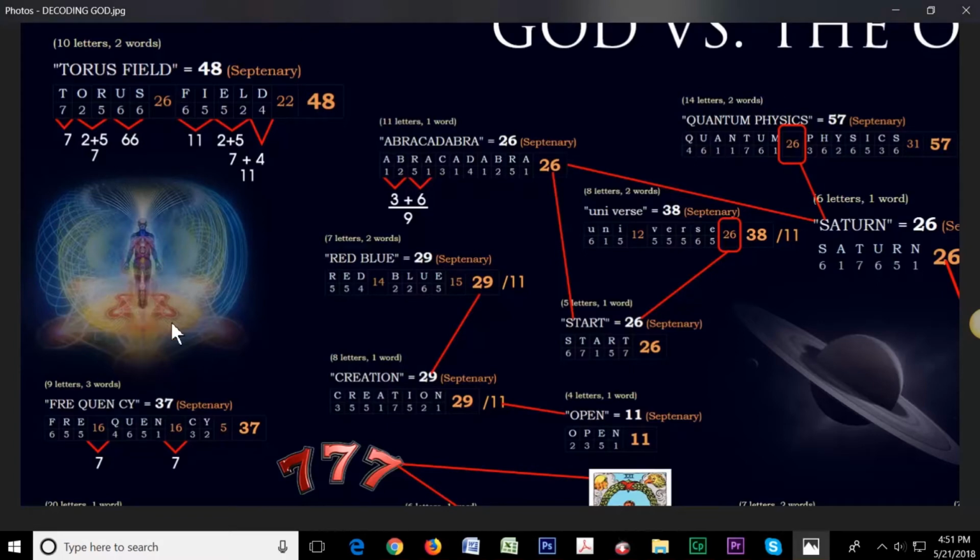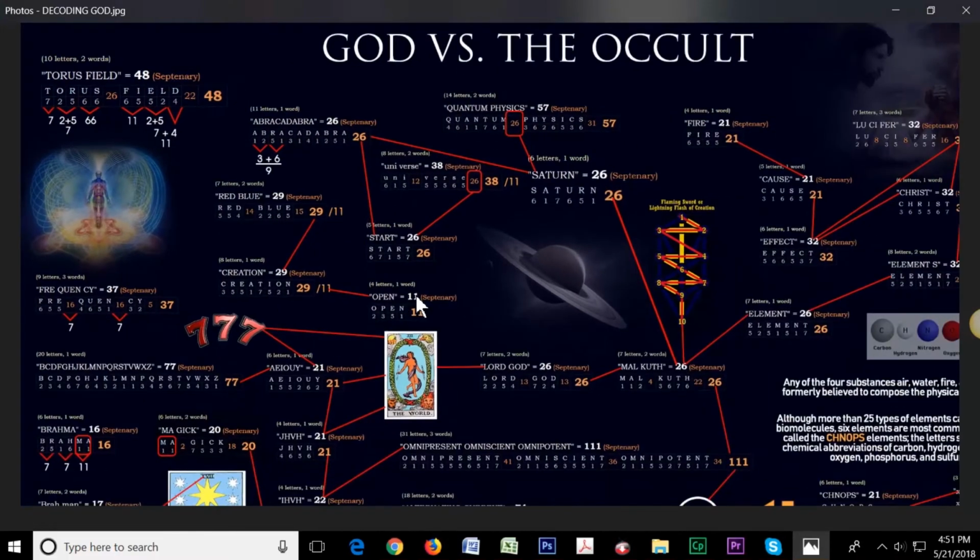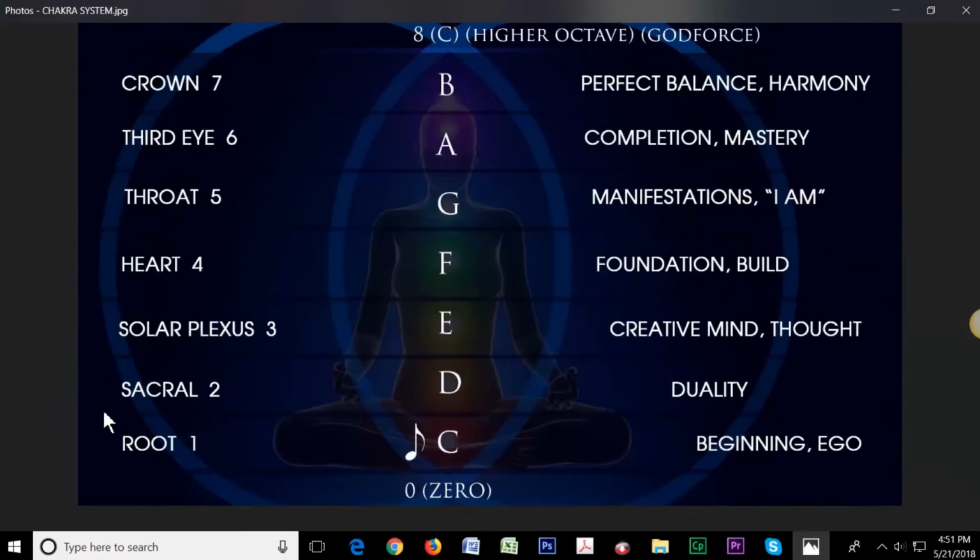The root chakra, as we mentioned right here, let me just digress a little bit here. And we get from the root chakra, this is the red shift, and then we go up the ladder, Jacob's ladder, to the blue shift, to the crown chakra, which is where we ascend to. This is where we want to get to. Obviously, the third eye is on the 6th level, the completion, the mastery.